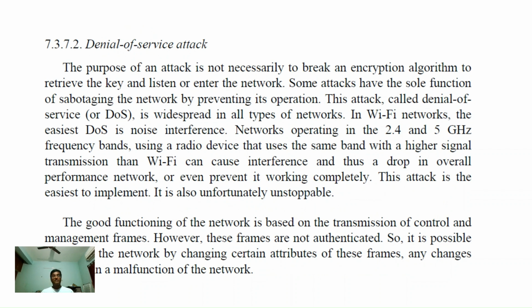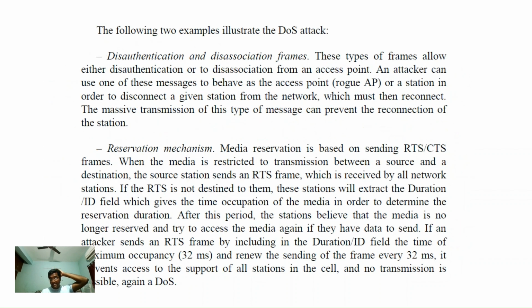The next one is DoS. Speaking about DoS, it is widespread in all networks. Networks operating in 2.4 and 5 GHz frequency use a radio device, so Wi-Fi can suffer interference, which causes a drop in overall network performance. That is how the DoS occurs. This attack is very easy to implement. It is also, unfortunately, unstoppable, and there are some examples which illustrate these DoS attacks.